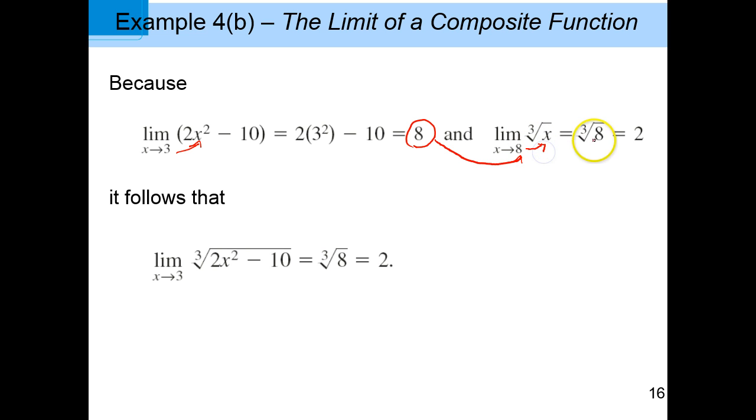So we're going to substitute the 8. The cube root of 8 is 2. So it follows then that the cube root of this first function as x approaches 3, you can see we'd substitute a 3 in, evaluate it, and then take the cube root. So underneath, you'd get 9 times 2, which is 18. 18 minus 10 gives us 8. The cube root of 8 is 2. So really we're taking a function and another function and composing them together.